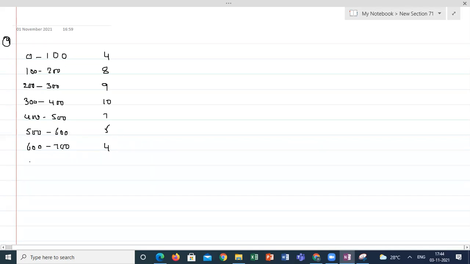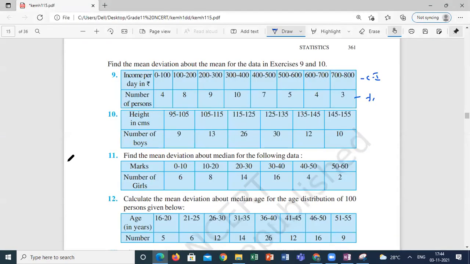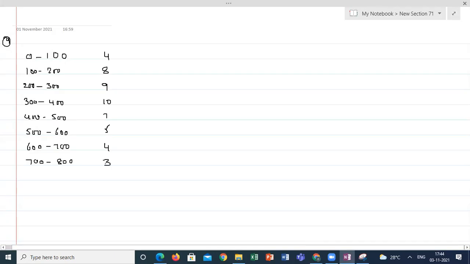Sorry, 700 to 800 is also there, it seems. What is the value of 700 to 800? 3. So he is asking about the mean. About the mean, you can find it by the step deviation method or the direct method. I'm using the direct method. This is my class interval and this is my fi value. Summing all the fi values, I get the n value: 7 plus 5 is 12, 12 plus 7 is 19, 29, 38, 46, and 50. So my n is 50.